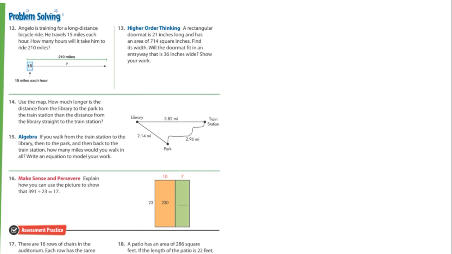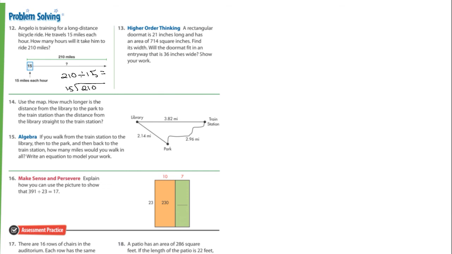Miss Ugisa, number 12. He's traveling 15 miles an hour. And how many hours would it take him to ride 210 miles? How would you set that up? So I would set that up 210 divided by 15. Yeah, 210 divided by 15. Okay, or you could just set it up, 210 divided by 15. Same thing. Okay, good, put up 20 points.